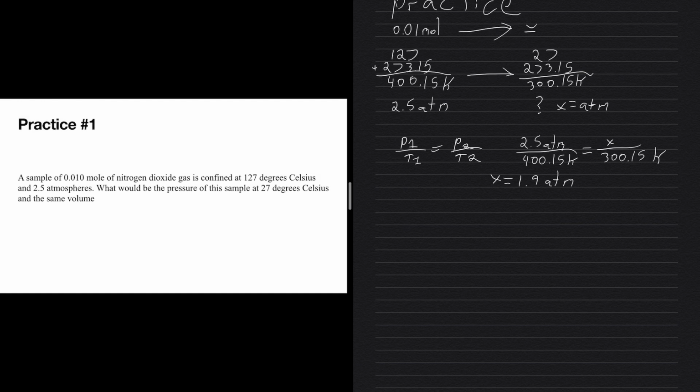Again, significant figures are not the most important thing in ideal gas laws, but they're always important in chemistry, so it's always good to keep good habits.